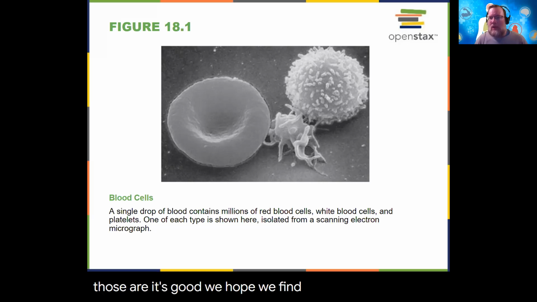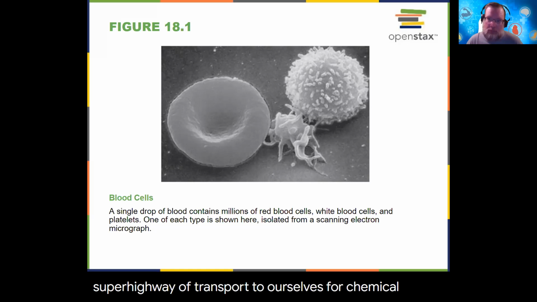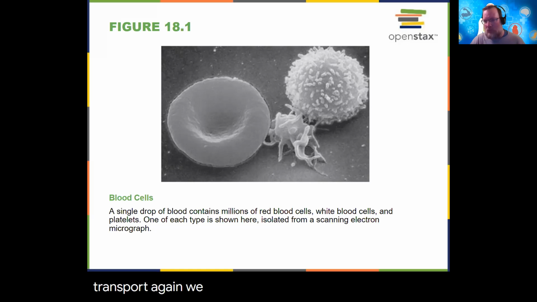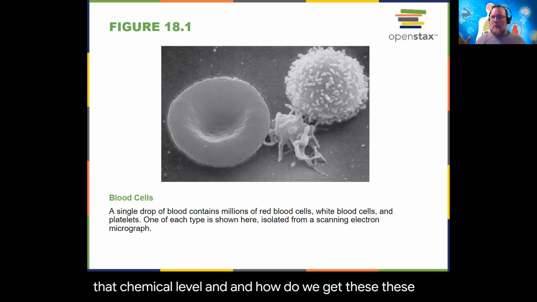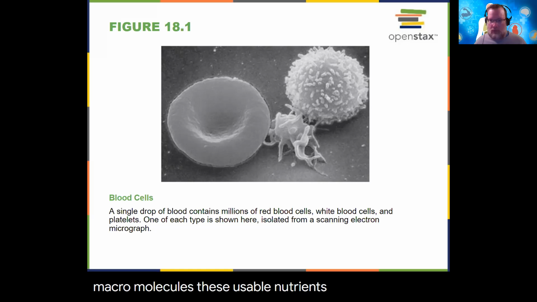That's good. We hope we find the remnants, and then the body is going to remove or eliminate those waste products. So the blood, on a functional level, is transporting nutrients. It's also transporting and delivering waste products for elimination. So this is the superhighway of transport to our cells for chemical transport. We break everything all the way down to that chemical level, and how do we get these big macromolecules, these usable nutrients, carbs, proteins, and fats? How do we get these vitamins and minerals? How do we get these gases, right? How do we get oxygen delivered to the cells?